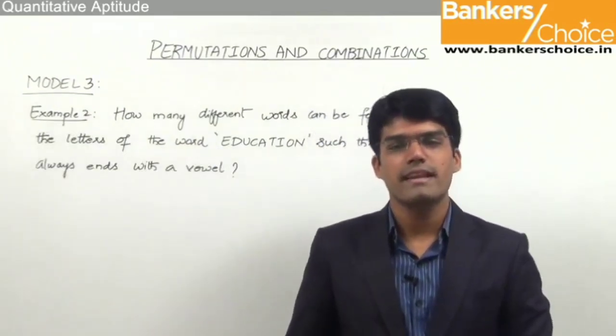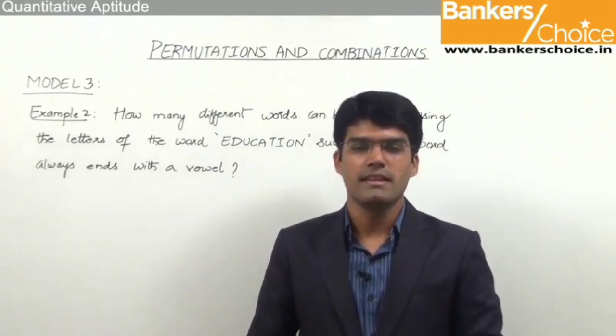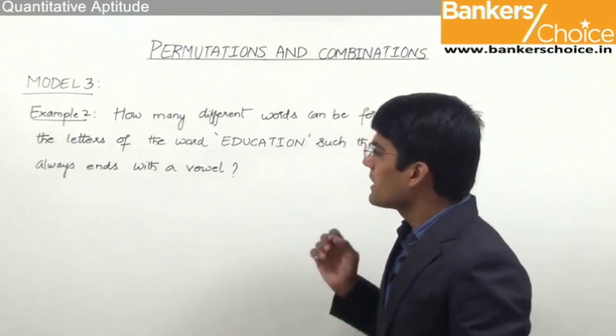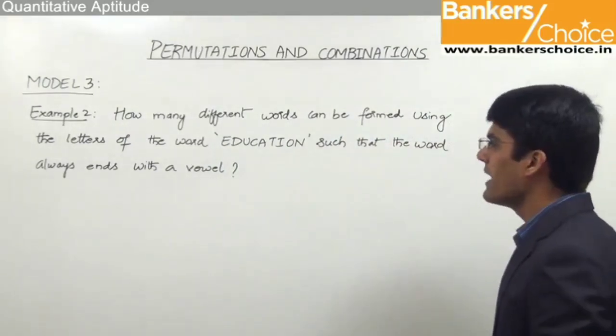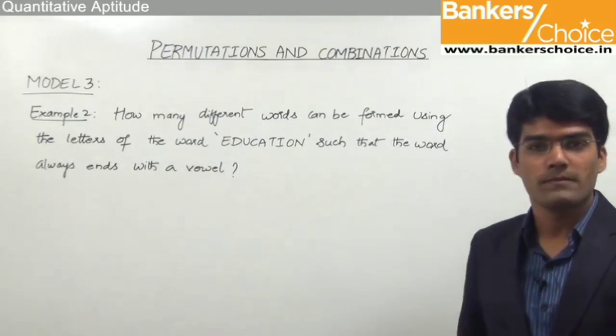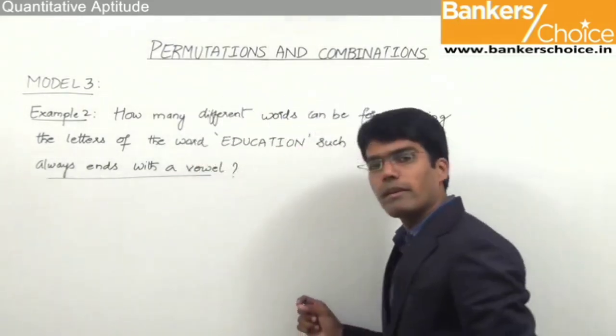Let us now discuss the second example from module 3, where again we shall discuss a conditional permutation. And here the condition is different from what we have done in example 1. The question says: how many different words can be formed using the letters of the word EDUCATION such that the word always ends with a vowel? As you can see, the condition says the word should always end with a vowel.